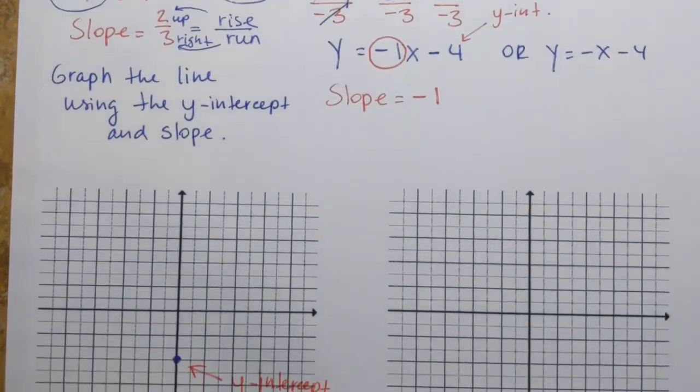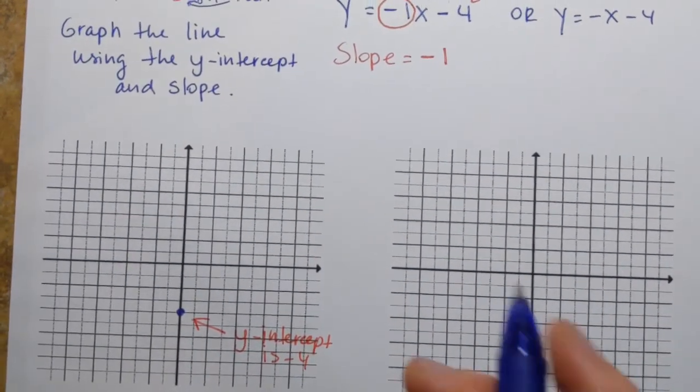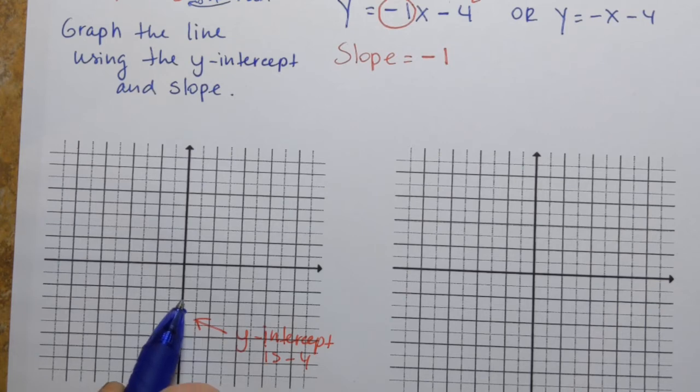Let's try it. So 2 over 3, right? 2 up, 3 to the right. So from here I go 1, 2 up. I don't put any points yet. I need to reach the end of my journey here.